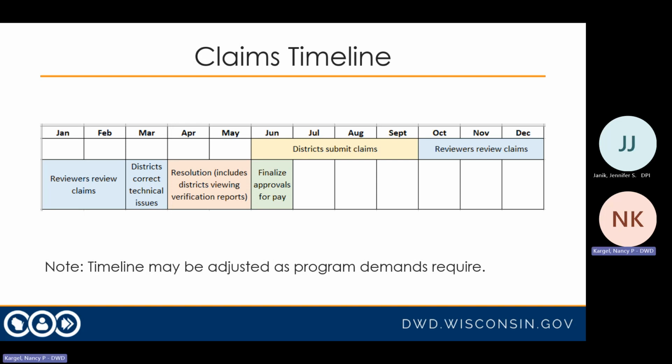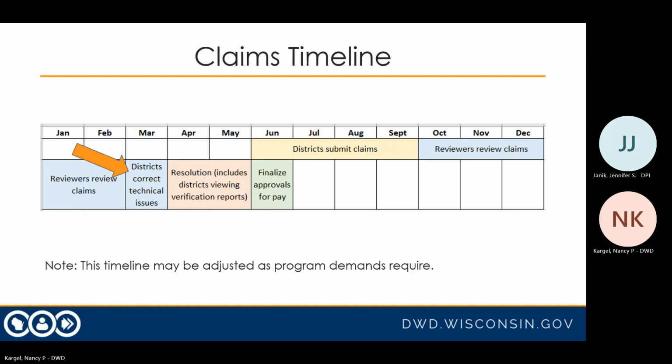Claim submission happens from June to late September of the year that students graduate. The review and edit phases are in October of that year through March of the following year. The resolution phase is in April and May following the student's graduation, and is when reviewers consider corrected claims, then the district sees the initial approval for pay status of each claim. In June of the year following the collection year, approvals for pay will be finalized and payments calculated.